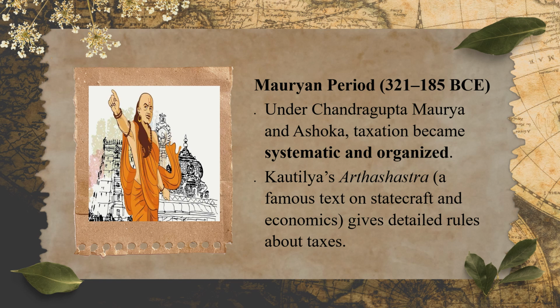The Mauryan period. Under Chandragupta Maurya and Ashoka, taxation became systematic and organized. Kautilya's Arthashastra, which is a famous text on statecraft and economics, gives detailed rules about taxes.